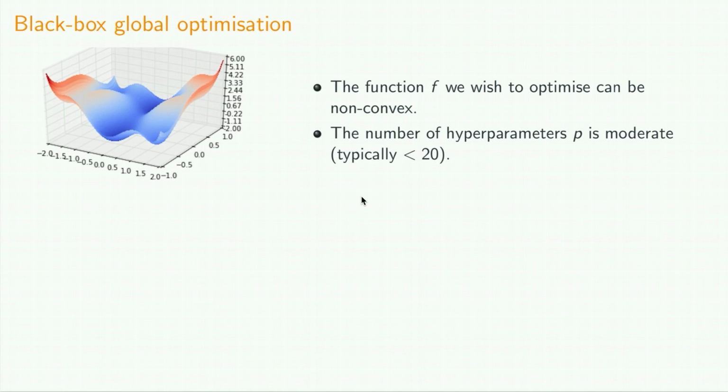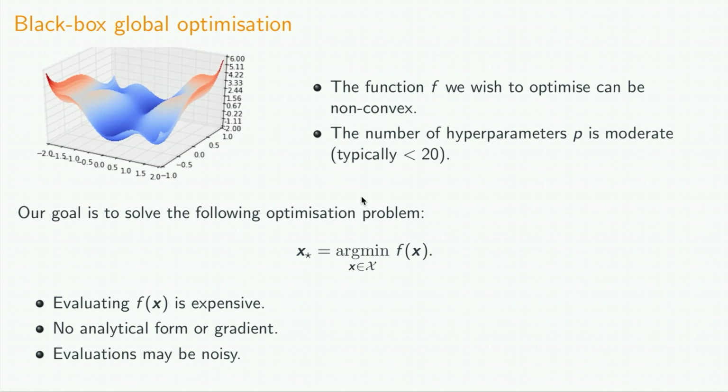So let me start by introducing black box global optimization, which is a general framework for tuning architectures and hyperparameters. So we assume we have a function f, which we wish to optimize, in this case minimize, which is non-convex. So we have multiple local optima, and the goal is to find a good local optimum, possibly the global optimum. And the input dimension of function f is moderate. So we have a dimension of typically less than 20, which corresponds to the number of hyperparameters we wish to optimize over. So our goal is to solve this minimization problem over some domain X.